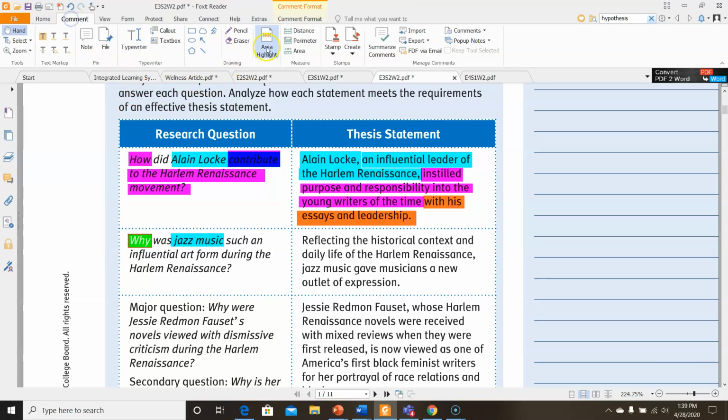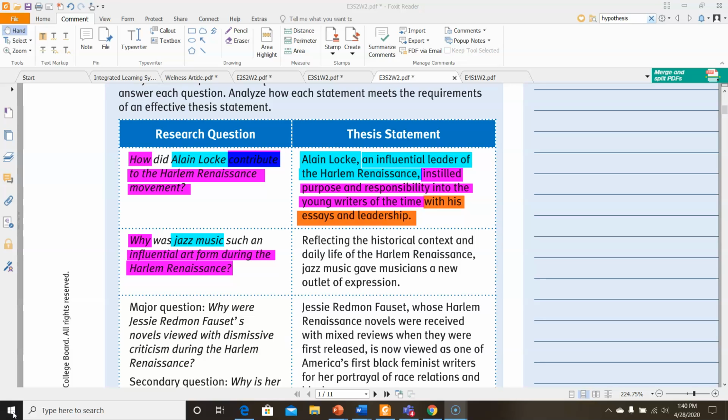So why was it such an influential art form during the Harlem Renaissance? And we haven't answered the question yet, so we don't have our reasons. That's okay. It's supposed to be like this. So I have my topic and my point, and now I add my reasons to make my thesis. So I have reflecting the historical context and daily life of the Harlem Renaissance, jazz music gave musicians a new outlet of expression.